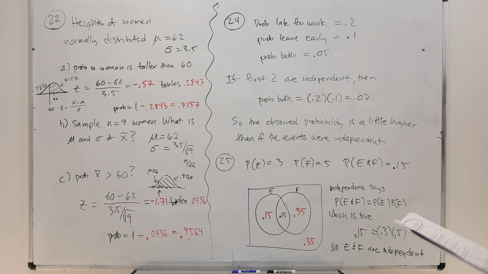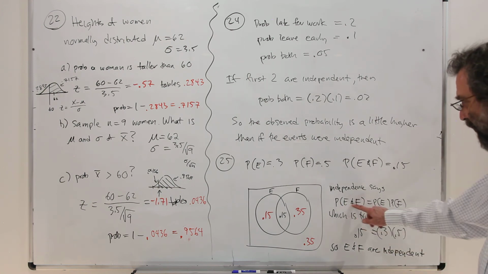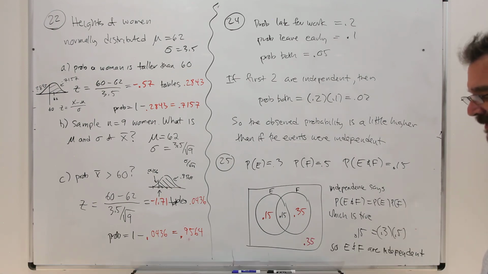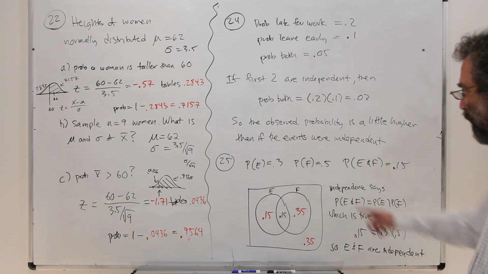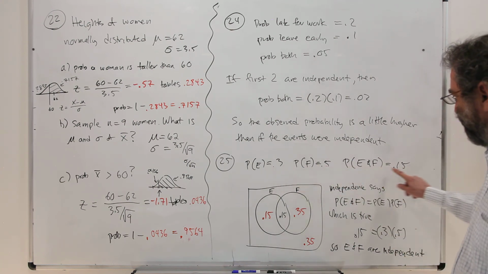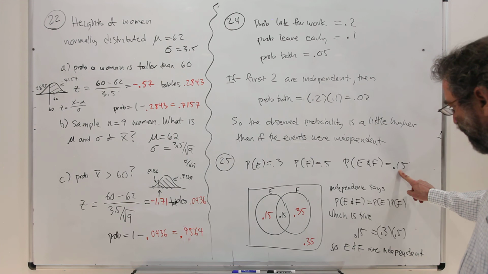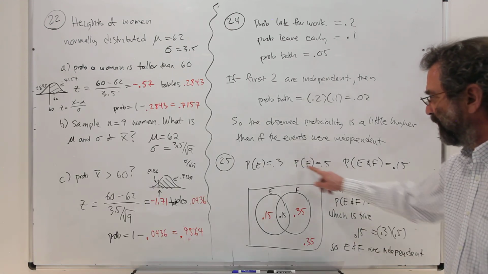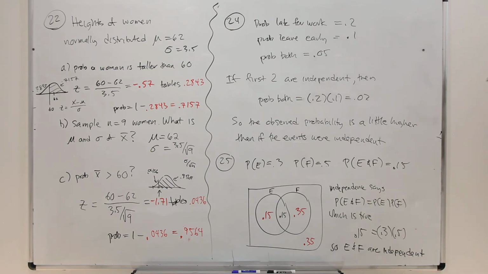It says, are the events E and F independent? They will be if the probability of E and F equals the probability of E times the probability of F. So we just have to check that product is true. If it's true, they're independent. If it's not true, they're not. So we take 0.3 times 0.5, we get 0.15, and we jump up and down and say, look, it looks like E and F are independent. If this number times this number didn't match that one, they would not be independent. And that's all you need to check.